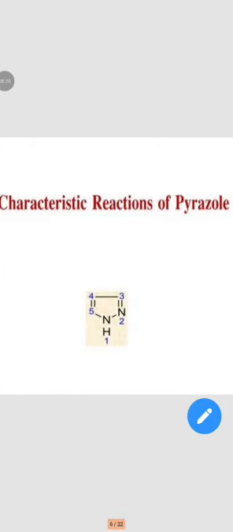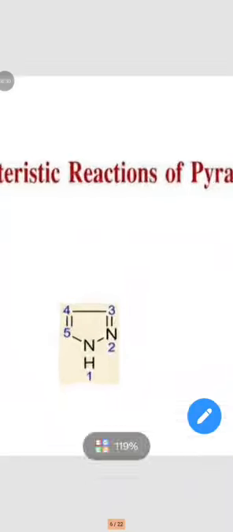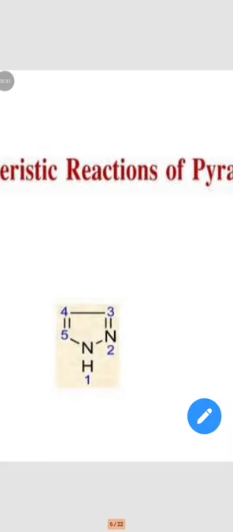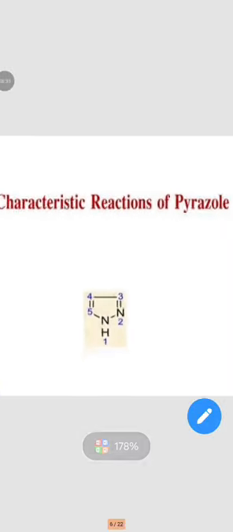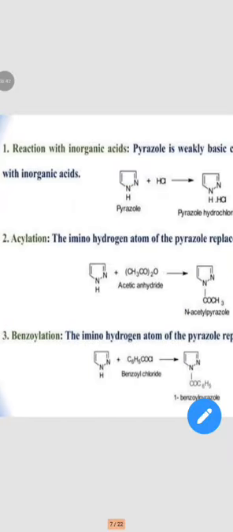Next, the characteristic reactions of pyrazole. This is the structure of pyrazole. The first position is NH and the second position is the nitrogen N. First chemical reaction: reaction with inorganic acids.